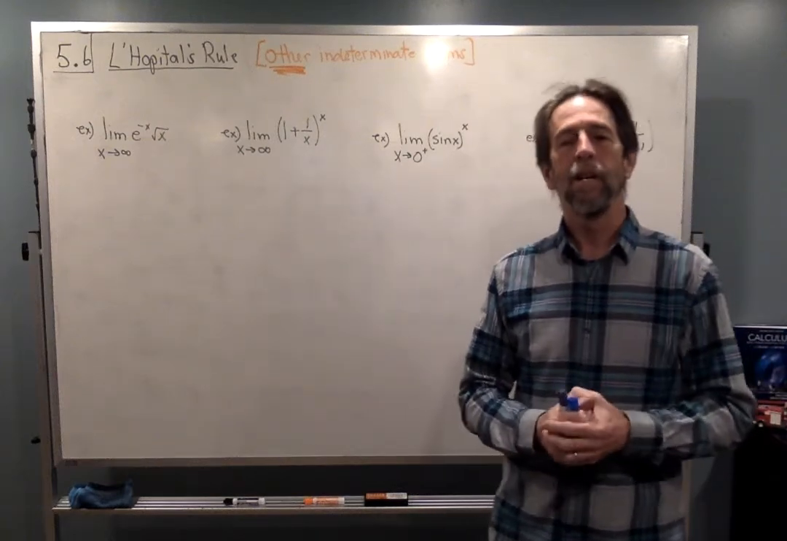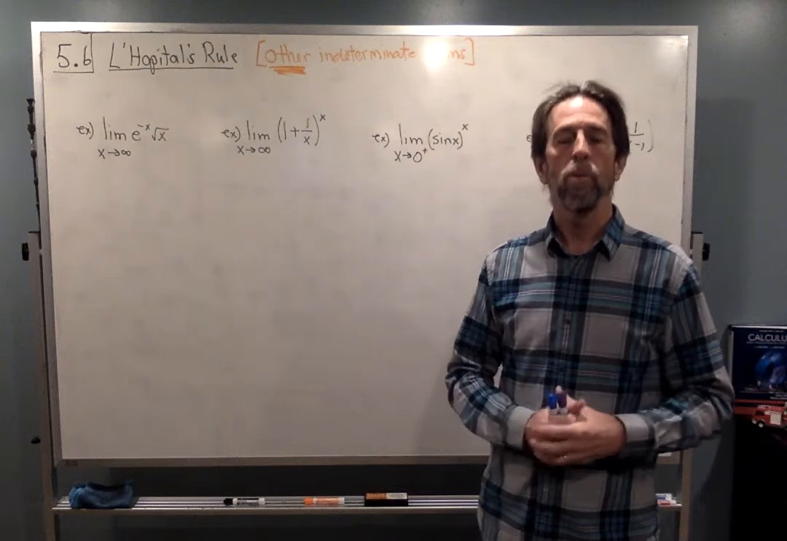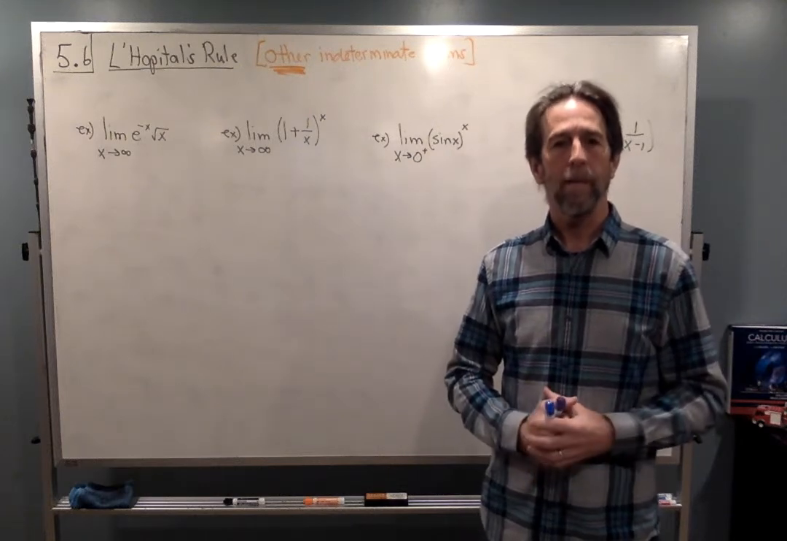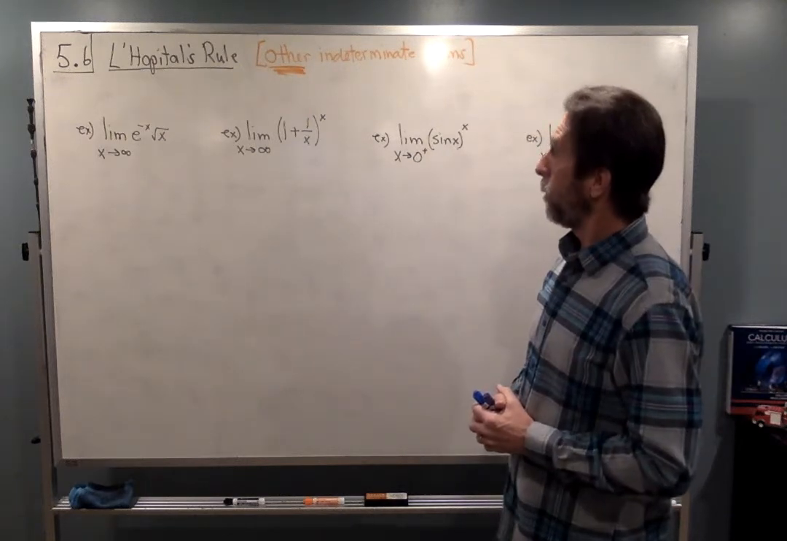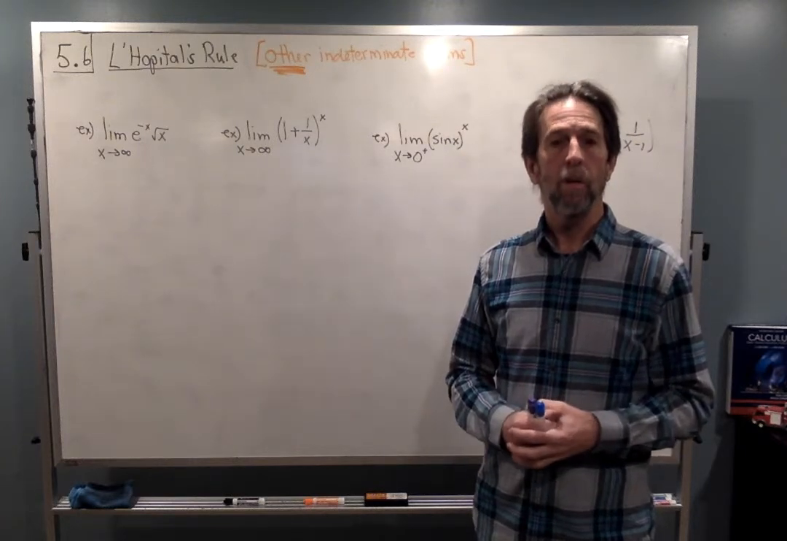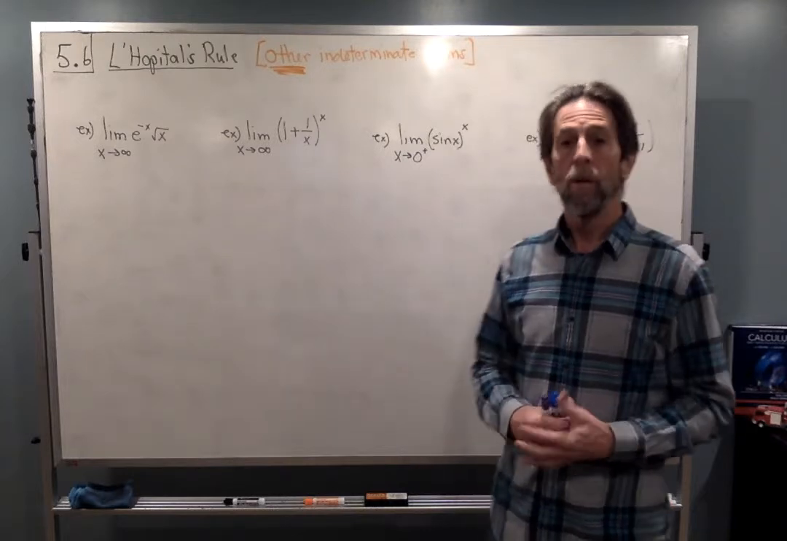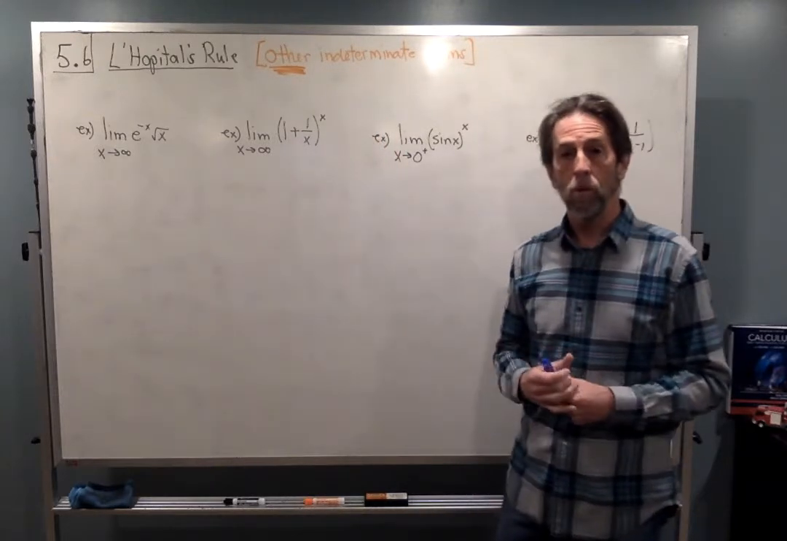Welcome to an exciting conclusion to this course. As we have previously seen, this thing called L'Hopital's rule can help us evaluate limits if the limits are in the form 0 divided by 0 or infinity divided by infinity, two of our basic indeterminate forms. But there are other indeterminate forms.